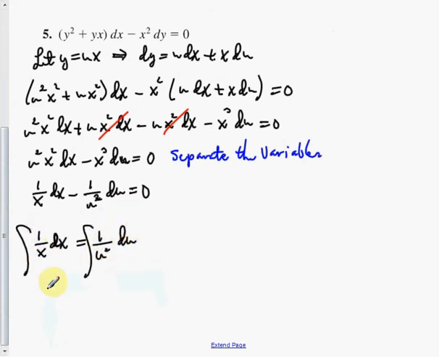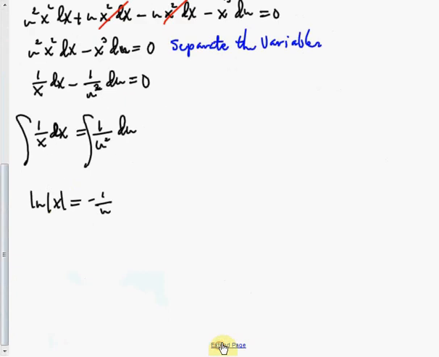Integrate both sides. So we get the natural log of the absolute value of x is equal to, this is u to the negative 2, so that becomes, when you integrate that, u to the negative 2 plus 1, so that's u to the negative 1 divided by a negative 1, so this is negative 1 over u, and I forgot to put that c over there associated with the x. We tend to associate the constants with the x terms.